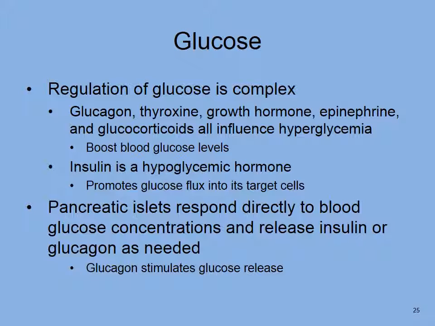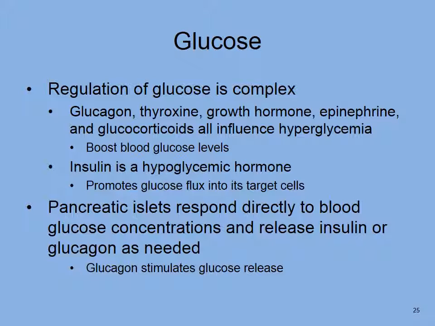Glucagon, thyroxine, growth hormone, epinephrine, glucocorticoids, these all influence hyperglycemia. They all boost blood glucose levels, right? So very complex. Insulin, however, is a hypoglycemic hormone. So it promotes the glucose flux into its target cells. What does that mean? It means that insulin basically helps sugar or glucose get into the cells. So out of the bloodstream into the cells.